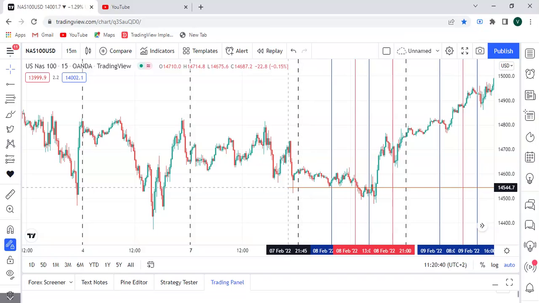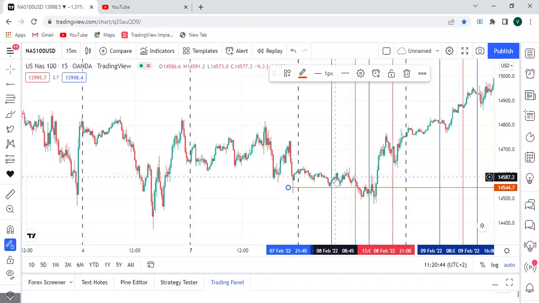If we come here, that's the low of the London session, and when the London session starts, the Asian session is here. This is the lowest point. When London started, you can see here they never took out the Asian session low. You see, the London session never took out the Asian session.